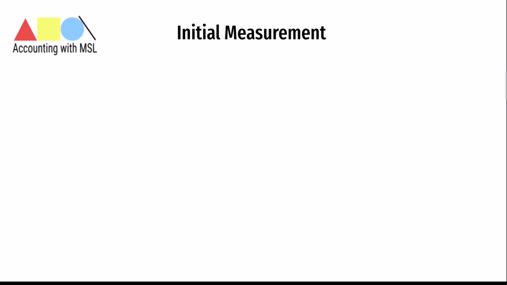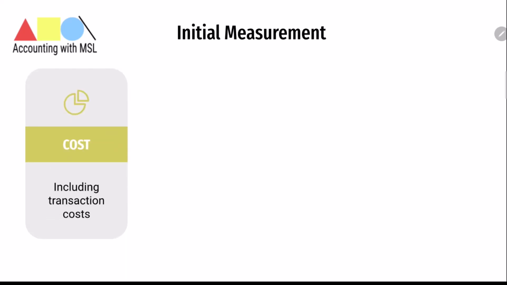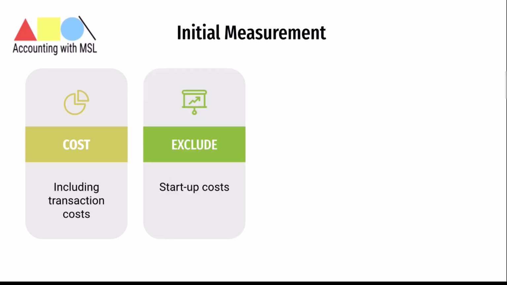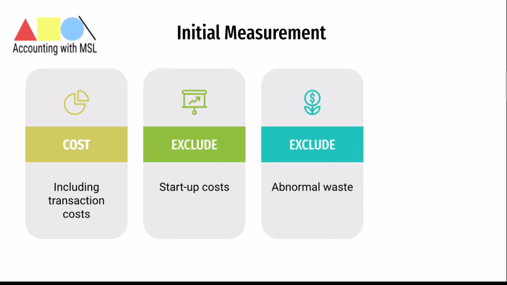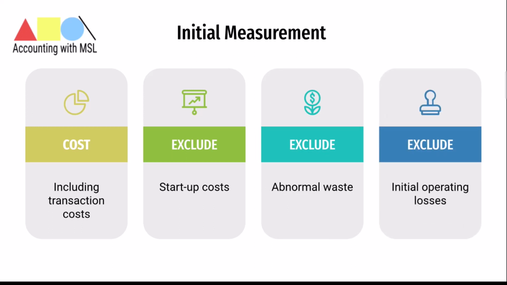So after recognition has been met, at what value will the investment property be initially recognized in the statement of financial position? IAS 40 provides that investment property should initially be measured at cost, and this should include transaction cost. However, such cost included in IAS 40 investment property should not include any startup cost, should not include any abnormal waste, and should not include any initial operating losses incurred before the investment property achieves the planned level of occupancy.